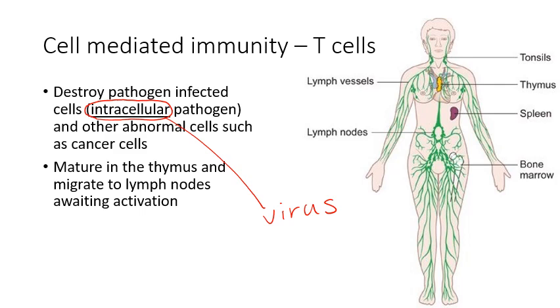Just a bit of background knowledge to link it back to, I guess, the overall structure of your body. Your T cells mature in the thymus and migrate to your lymph nodes. If you're not sure where your thymus is, it's here in this diagram, so it's right in the middle of your chest. So your T cells will mature there and they will move to your lymph nodes.